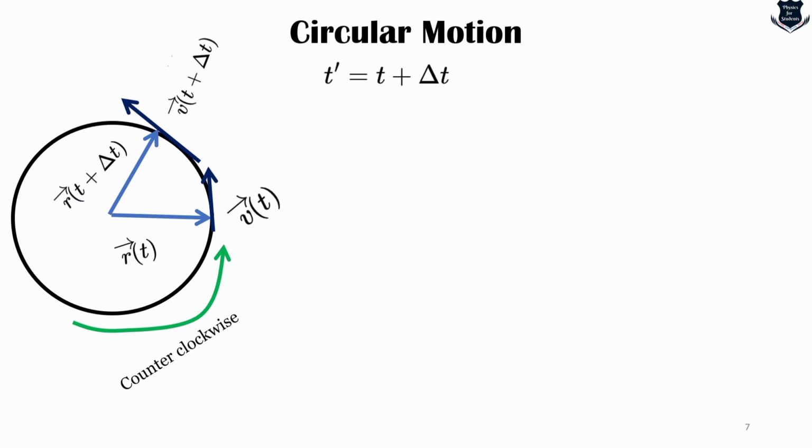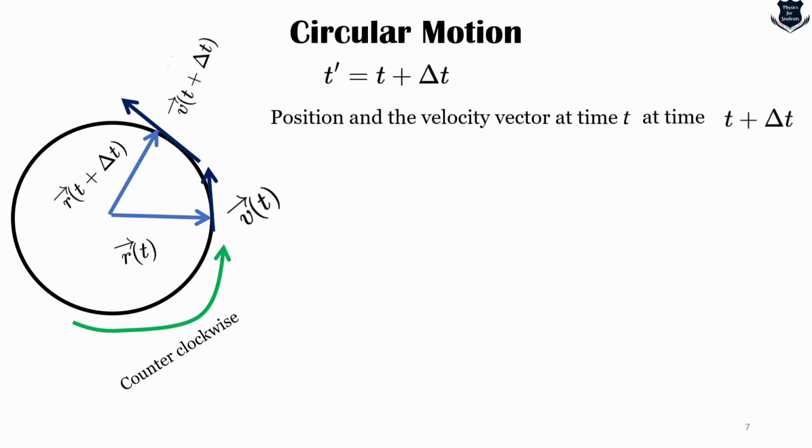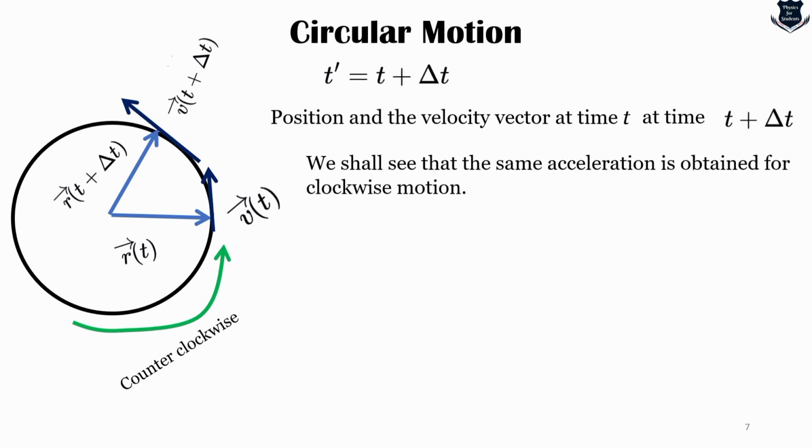So we let T prime equal T plus delta T, and as indicated here, this is the position and the velocity vector of the particle at time T, and this is the position and velocity at time T plus delta T. Now here the picture is drawn for motion in a counterclockwise direction, but we shall soon see that the same acceleration is obtained for clockwise motion also.